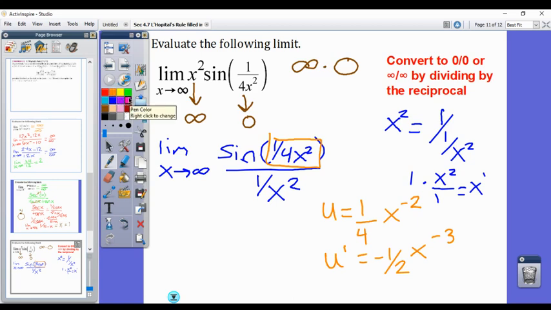Okay, so let's take care of the sine portion of this. So sine, remember the derivative of sine is cosine. So I'm going to end up with cosine of 1 over 4 x squared times my u derivative. So that was negative 1/2. I'm going to stick it in the front just because I ran out of room over here. Okay, so negative 1/2 x to the negative 3.